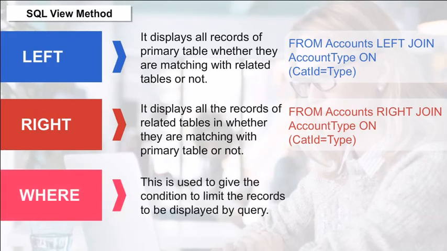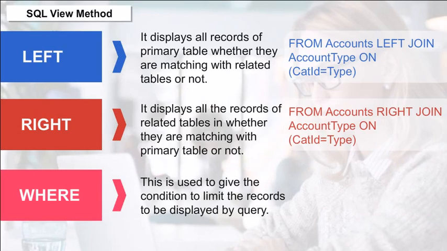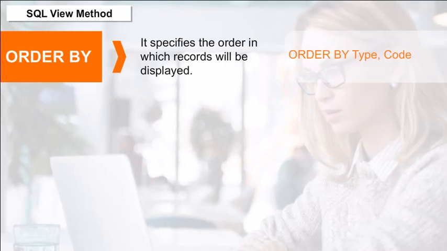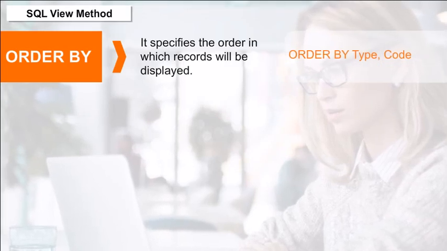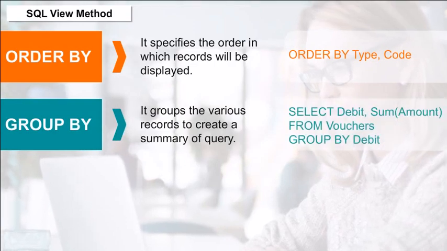Where. This is used to give the condition to limit the records to be displayed by the query. Order by. It specifies the order in which records will be displayed. Group by. It groups the various records to create a summary of the query.